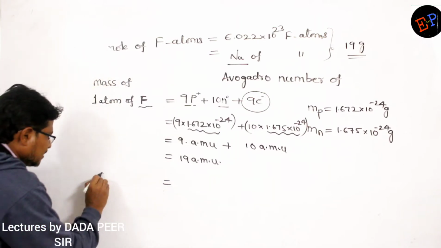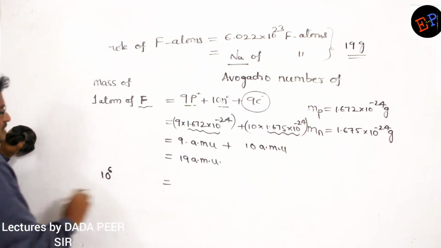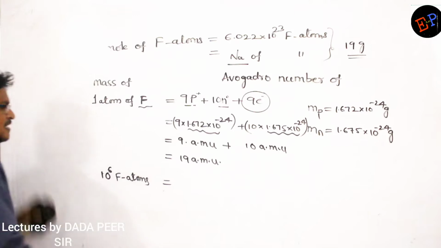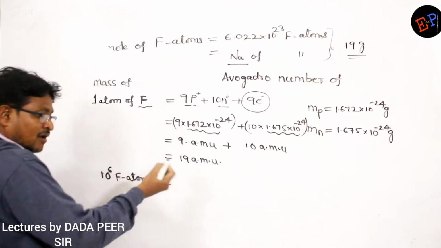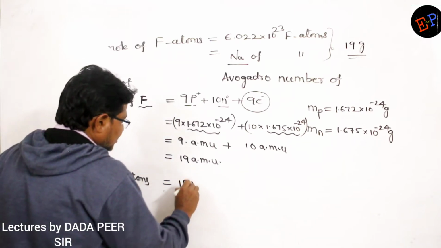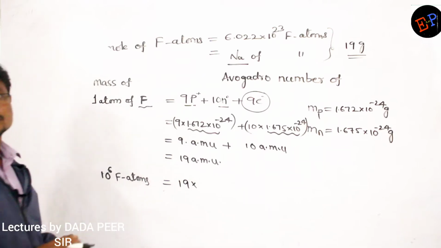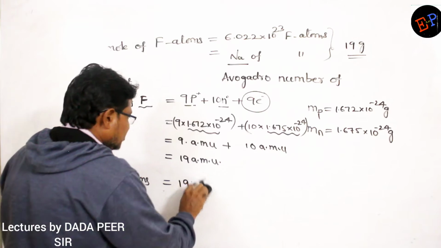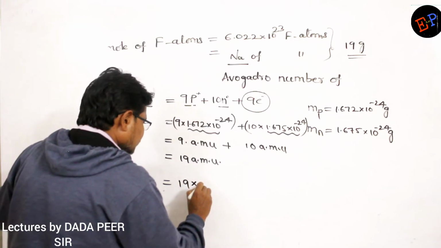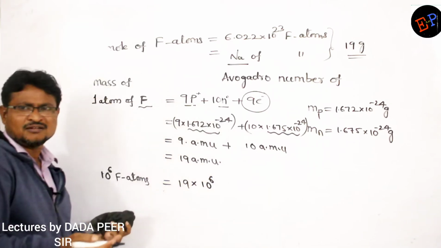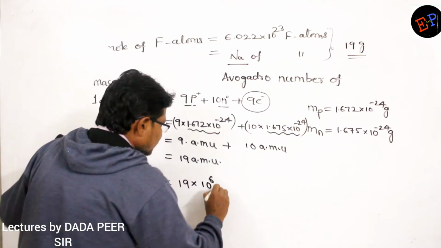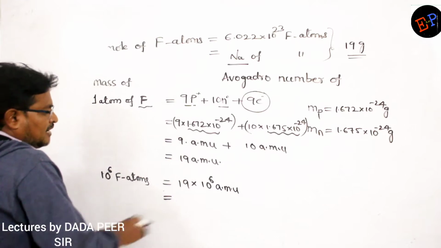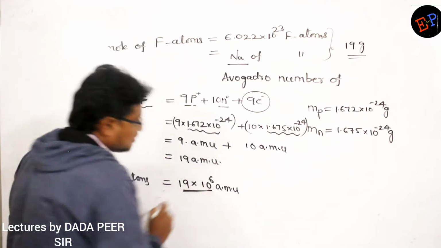Now I am going to take 10 to the power of 6 fluorine atoms. Then 10 to the power of 6 F atoms means 19 AMU into 10 to the power of 6. That is equal to 19 into 10 to the power of 6 AMU.